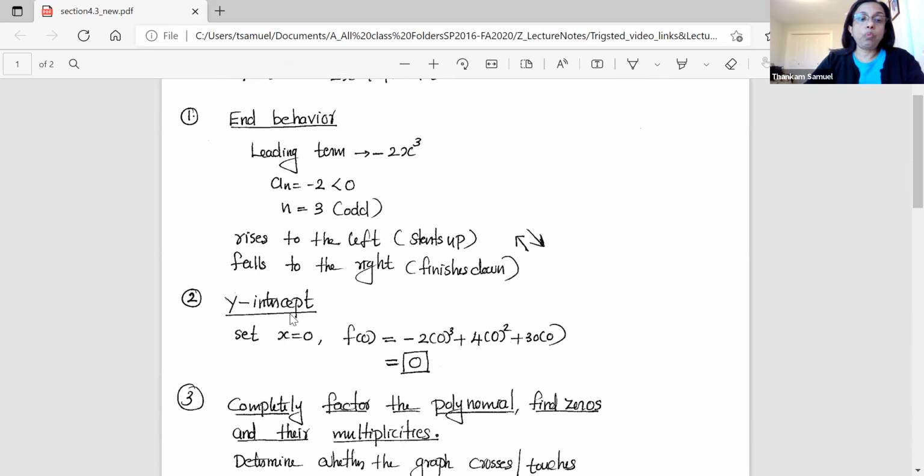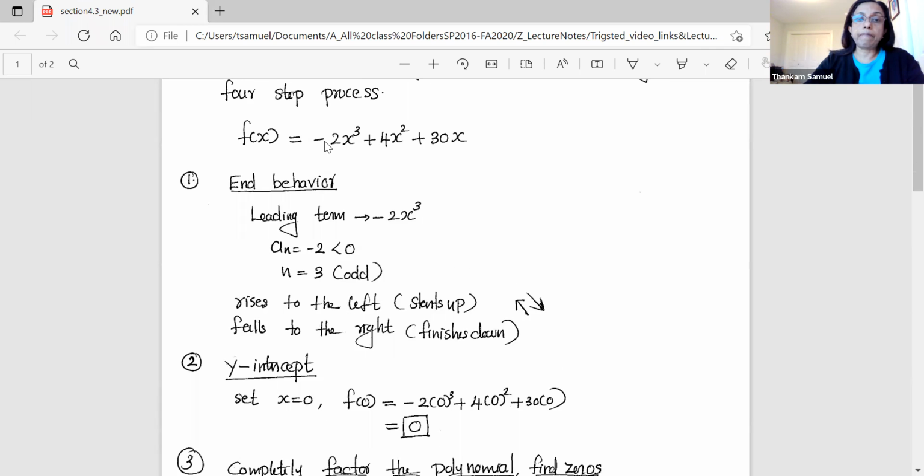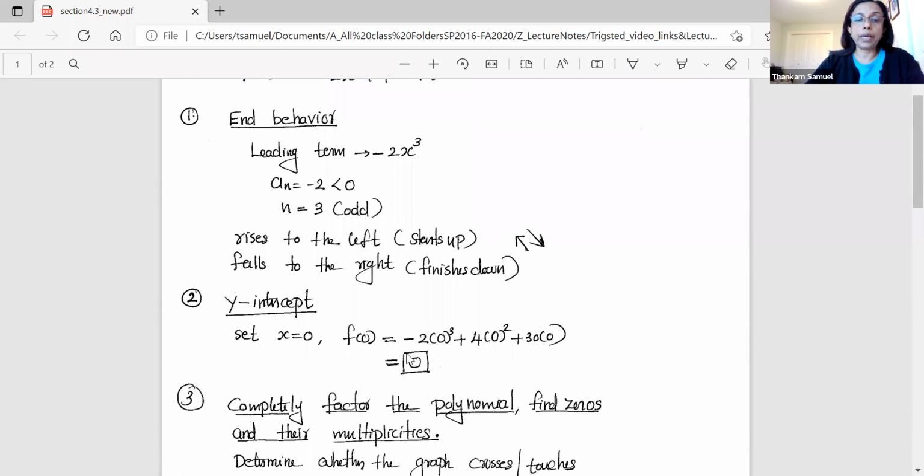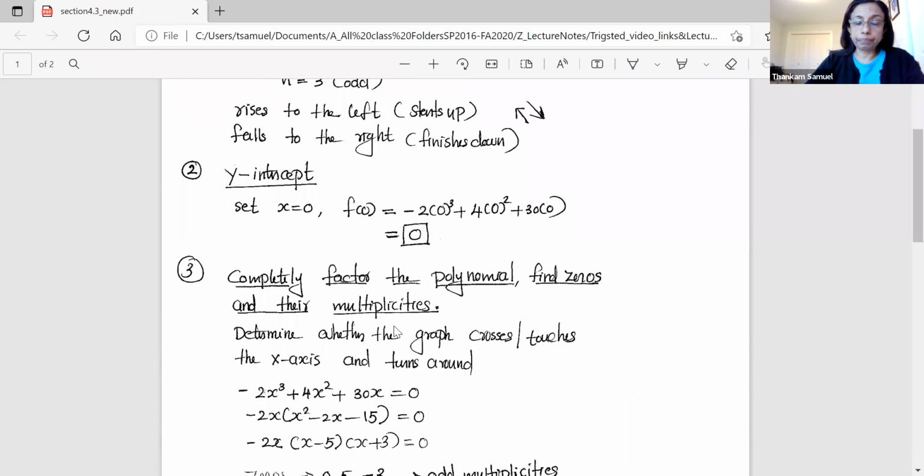Then we have to find the y-intercept. You remember the rule: we have to set x equals 0 in the given function. So f of 0 equals negative 2 times 0 the whole quantity cubed plus 4 times 0 the whole quantity squared plus 30 times 0. So you will get 0. So the y-intercept is 0. The coordinate is 0, 0, in terms of an ordered pair.